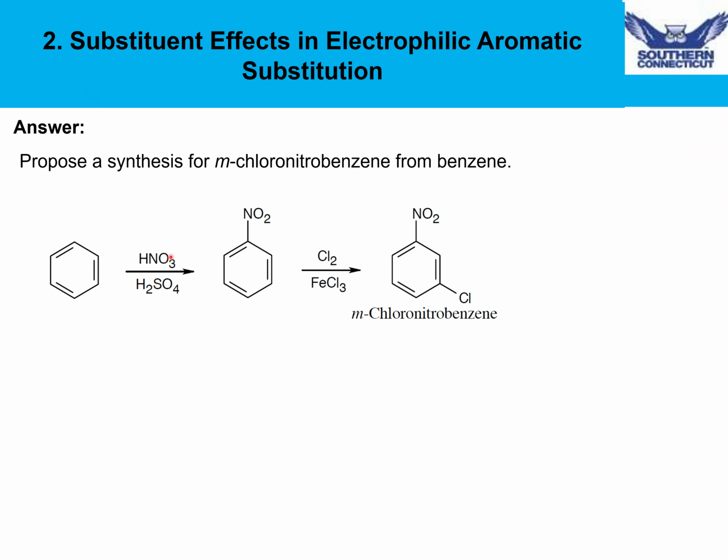If we do a nitration first, we would add a nitro group, and you might recall that the nitro group is a meta-directing group, and so the chlorine would add to the meta position, giving us the desired isomer. However, if we try to do a chlorination first, the chlorine, you might recall, is an ortho-para-directing group, so if we do the nitration after the chlorination, then we would end up with an ortho or a para substituted isomer instead.